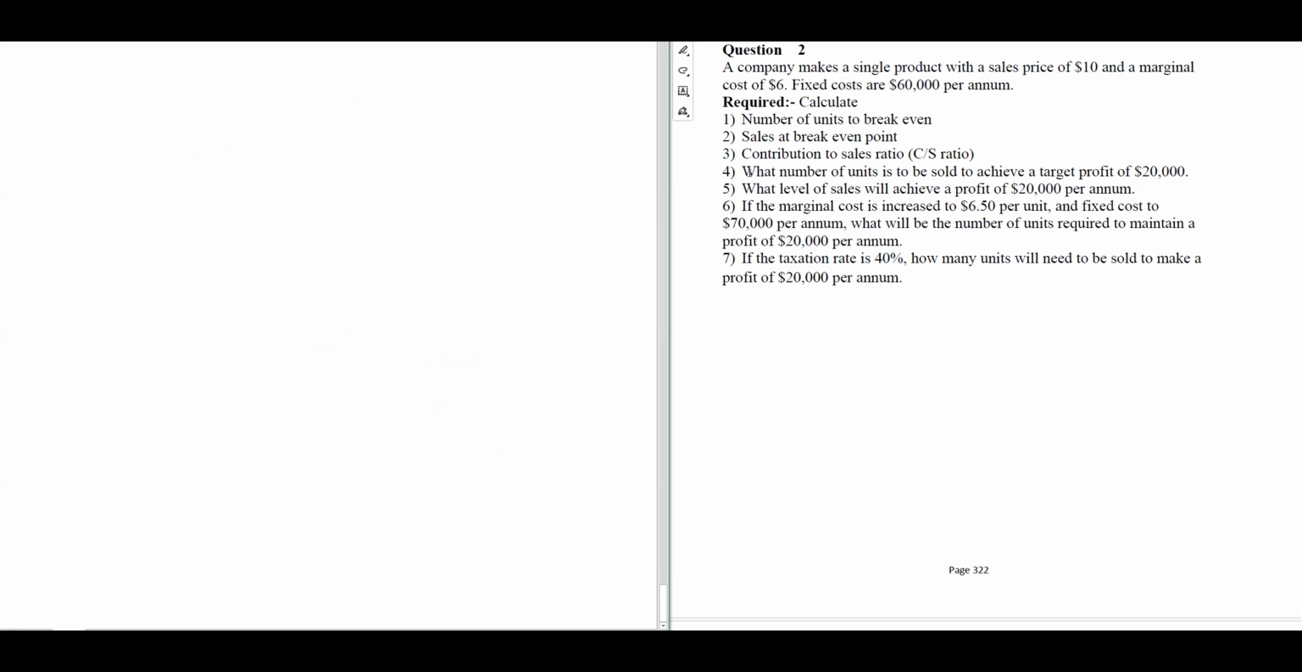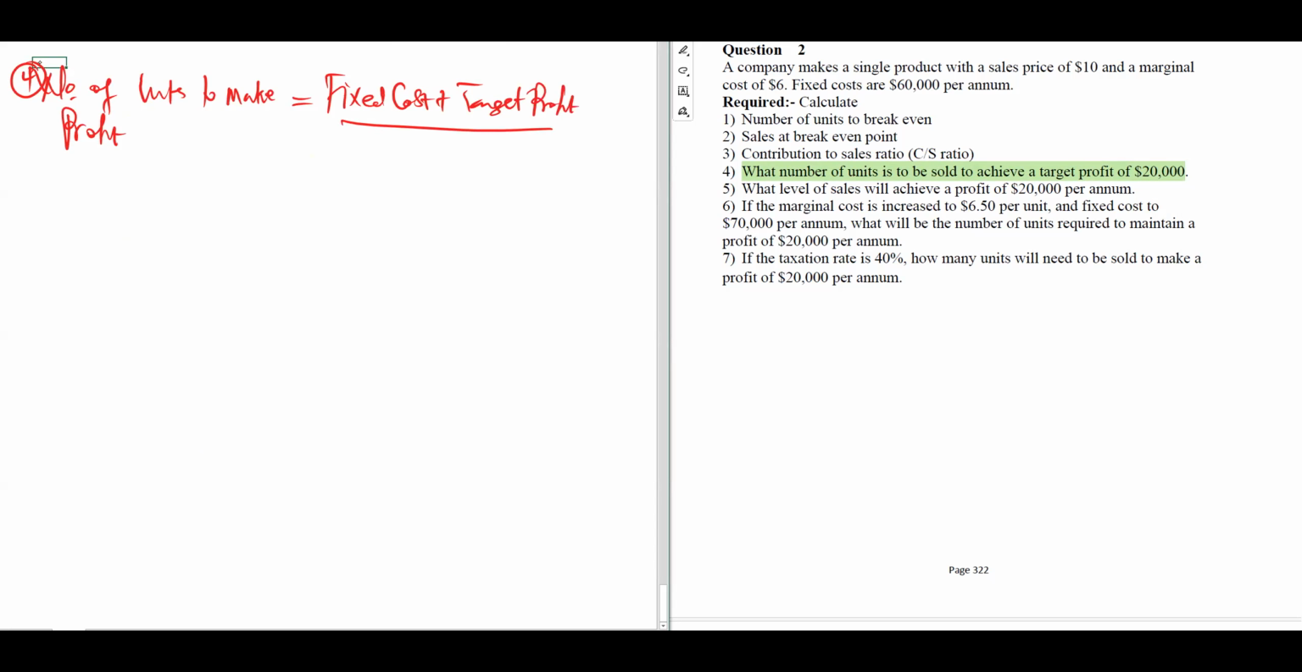We've already done it. Now, the next question is what number of units is to be sold to achieve a target profit of 20,000? Can we do that? Yes. So, number of units to make a profit, what's the formula? Fixed cost plus target profit, all over our contribution per unit, because here we want units. Anytime it is units, you divide by contribution. Anytime it's sales, you divide by the CS ratio, right?